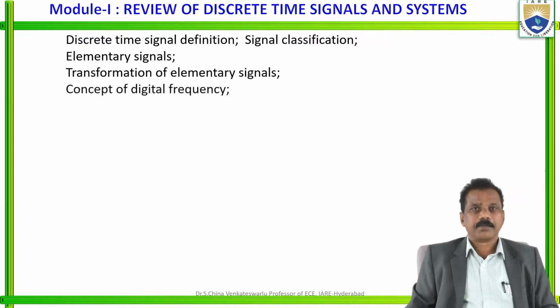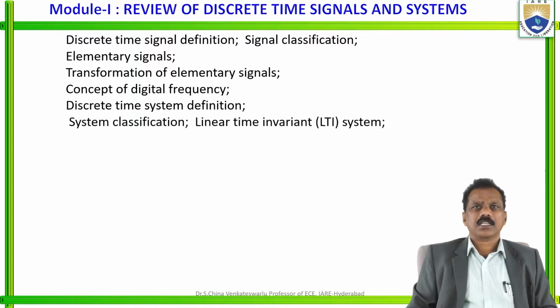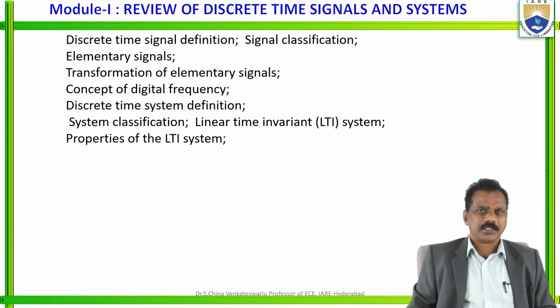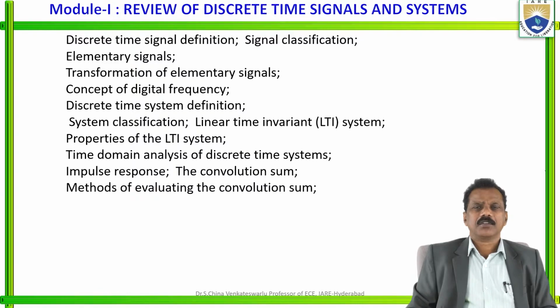The concept of digital frequency, after that discrete time system definition, using the different systems, which is useful in digital signal processing when compared to prerequisites and so on. System classification: under this, the linear time invariant system, and after that the properties of the linear time invariant system. Time domain analysis of discrete time systems: impulse response, the convolution sum, and methods of evaluating the convolution sum.